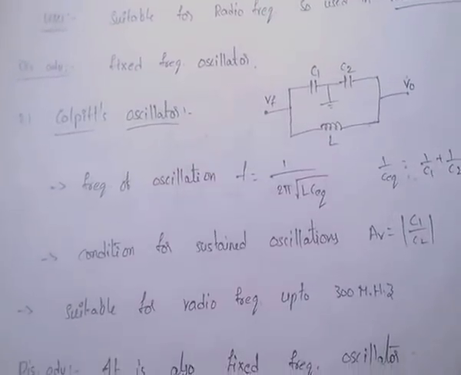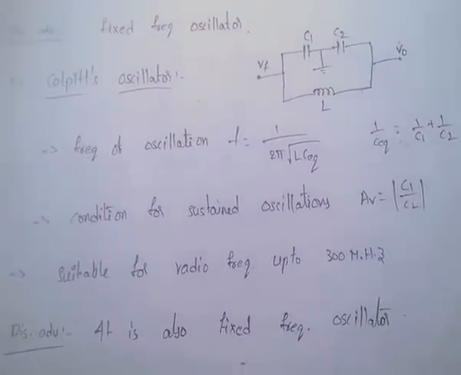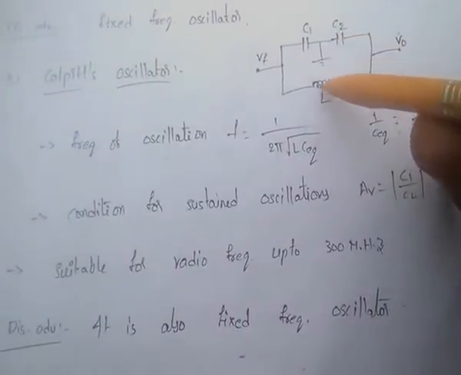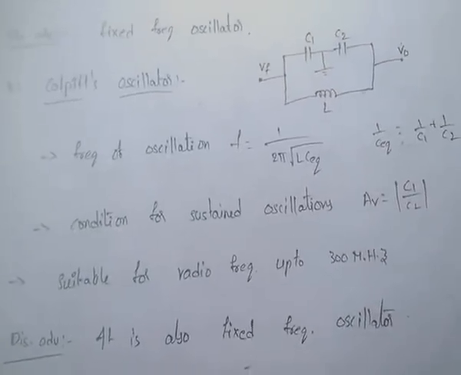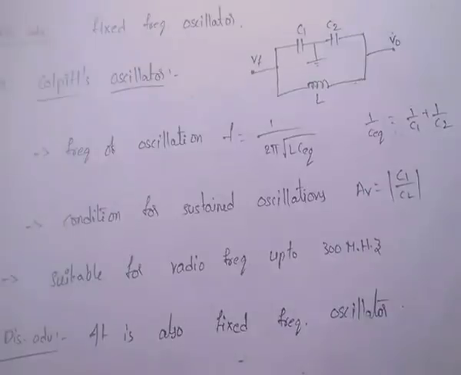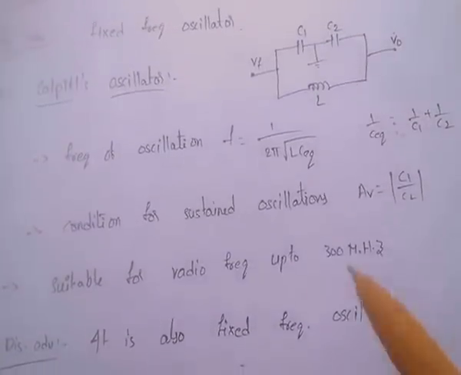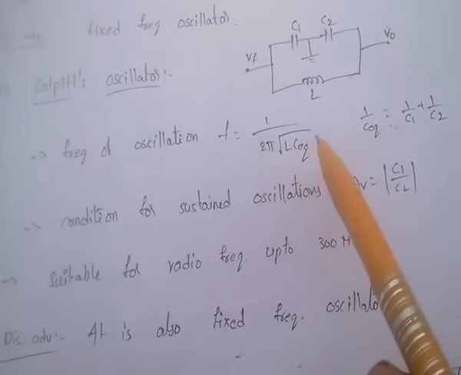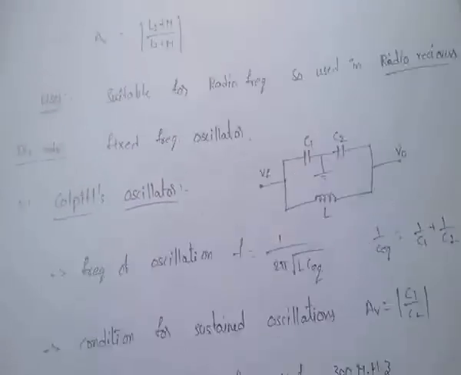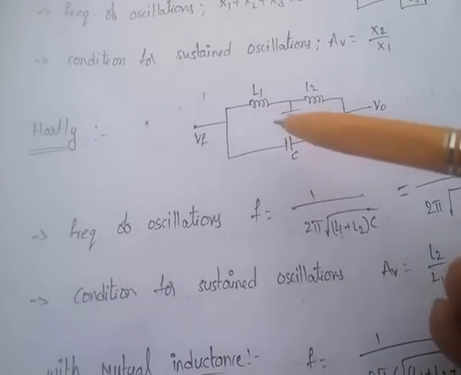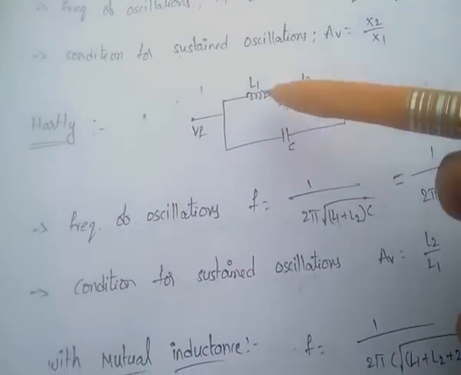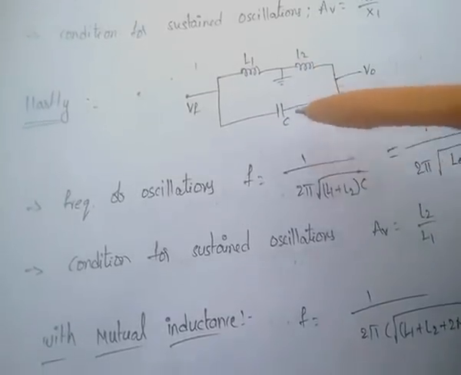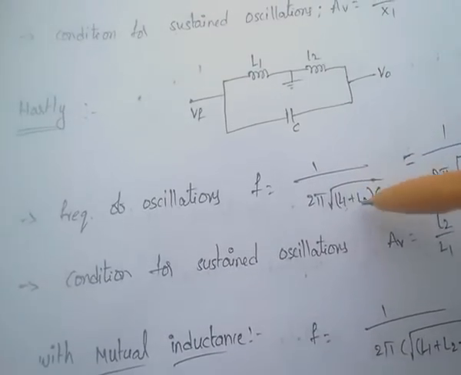And next one, Colpitts oscillator. It has two capacitors with one inductor. And here the frequency of oscillation f equal to 1/2π into root of L into C equivalent. Here in case of Hartley oscillator, we use two inductors, so the frequency of oscillation is 1/2π into root L equivalent into C.